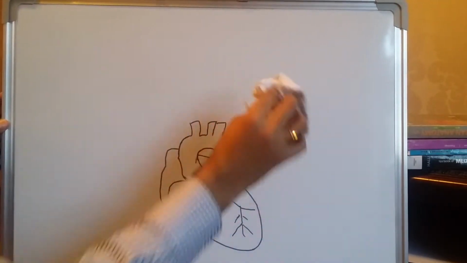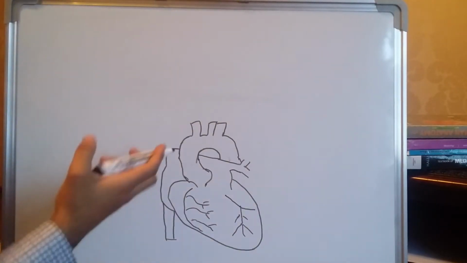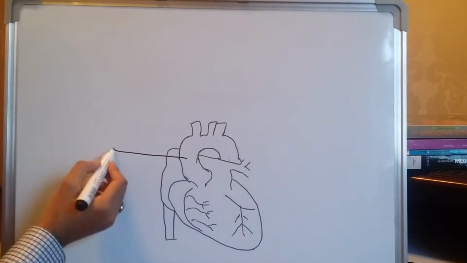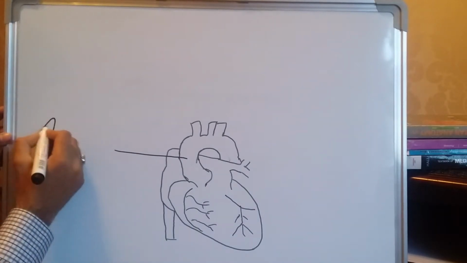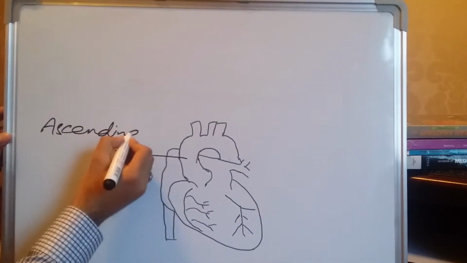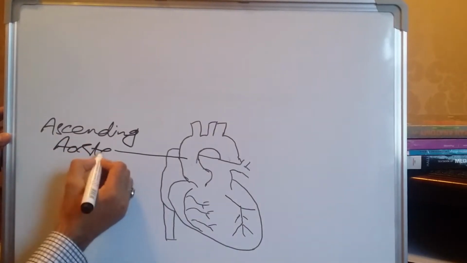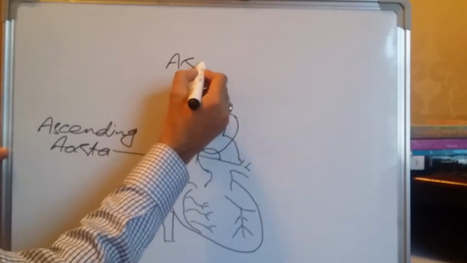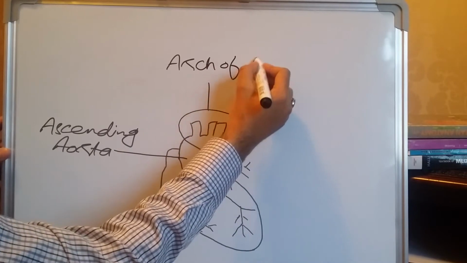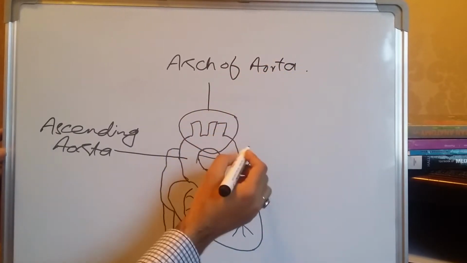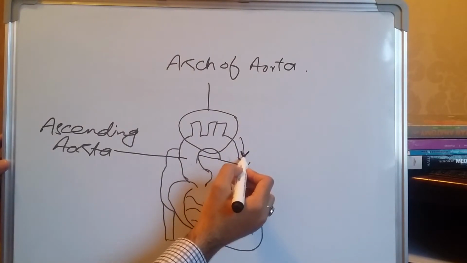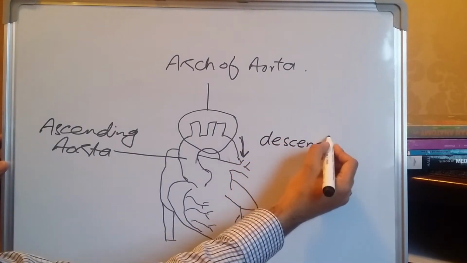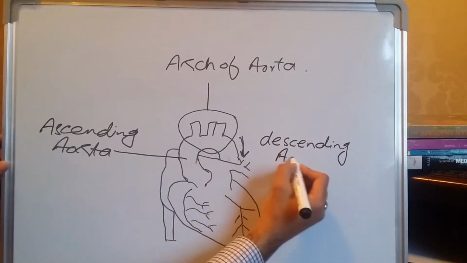the ascending aorta, descending aorta, and the arch of the aorta. As we can see here, this is the structure of the heart, and this is the ascending aorta. And this portion is called the arch of the aorta, and here it's going downward. This is the descending aorta.